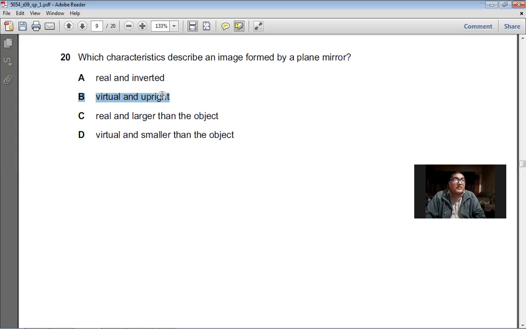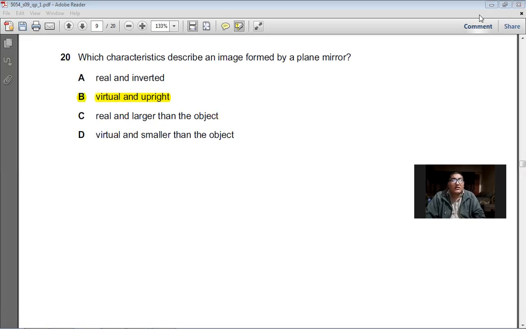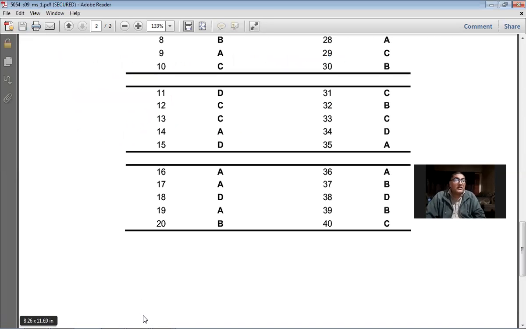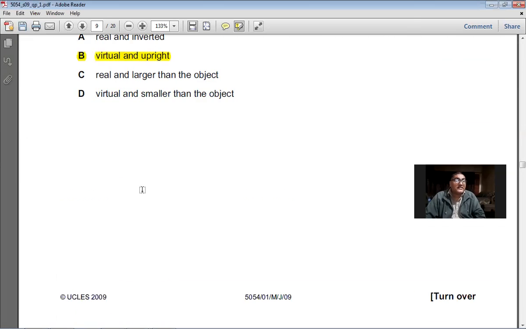In a plane mirror, you don't get that. So real and larger than the object, no. Virtual and smaller than the object, no. Virtual and upright looks the best option. Question number 20, B option. Yes, our answer is right.